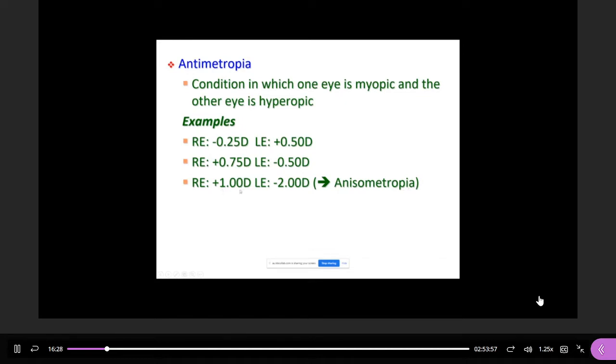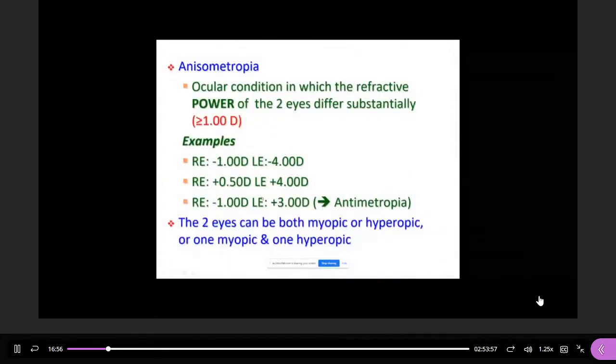Why? Because the right eye and the left eye are different by 3 diopters. That is above 1 diopter. So a patient can be antimetropic, that means one eye may be myopia, another eye may be hyperopia. At the same time, their difference may be above 1 diopter. So we also call this anisometropia, right? So let's go back to the former slide.